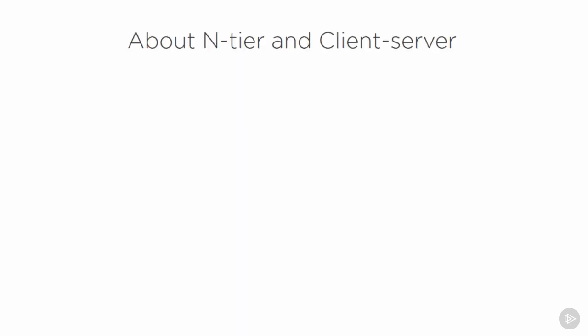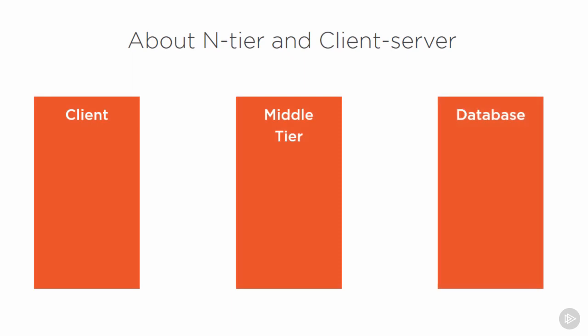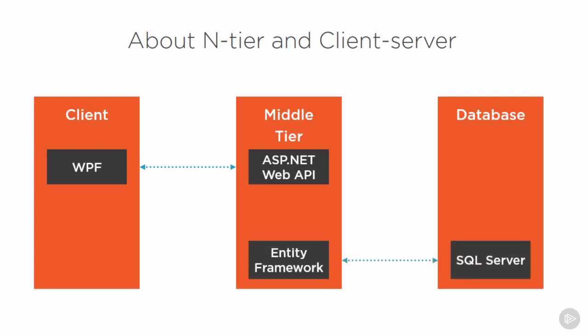When you build a new application, you might decide between an n-tier and a client-server architecture. When I talk about an n-tier architecture in this module, I mean a 3-tier architecture with a client, a middle tier, and a database. On the client, we are using WPF. On the middle tier, you could have, for example, a REST service built with ASP.NET Web API that is consumed by the WPF client. The middle tier could use Entity Framework to connect to the SQL Server database.